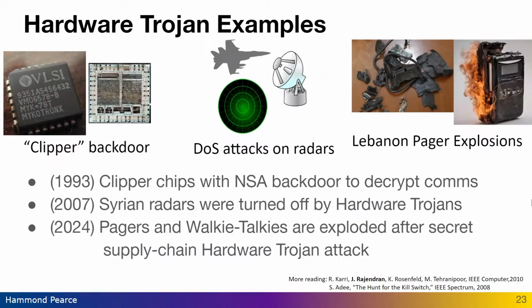There was also a case in 2007 when there was an airstrike against Syria and all of their radars mysteriously turned off moments before the airstrike. This is likely to have been a hardware Trojan which disabled the equipment moments before the actual attack. So these are all examples of hardware Trojans in the real world, but there's plenty of academic examples as well.